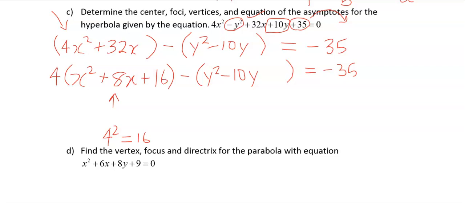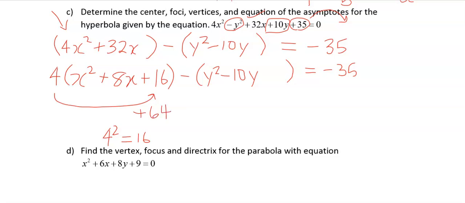But remember, doing that, I've now thrown off my equation. My equation is no longer correct. It is no longer valid. I have to fix that. Now, I did write plus 16 inside that set of brackets, but remember, I didn't really add 16 because there's a 4 in front of that, you see? So I really added 16 times 4, which is 64. That's what I really added, in essence.